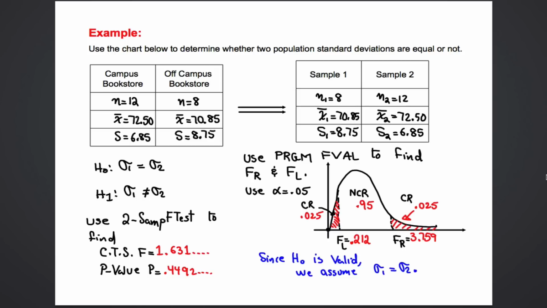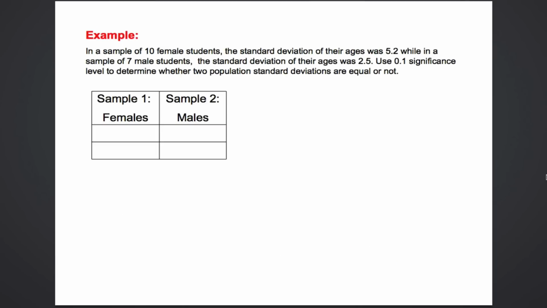Let's take a look at another example. A sample of 10 females, standard deviation of their ages was 5.2. A sample of 7 males, the standard deviation of ages was 2.5. Use alpha 0.1 significance level to determine if two population standard deviations are equal or not.